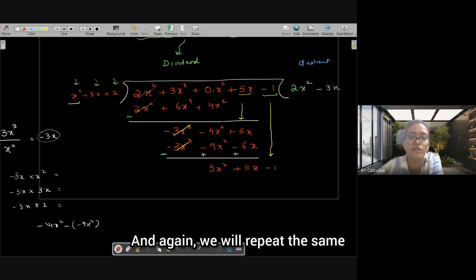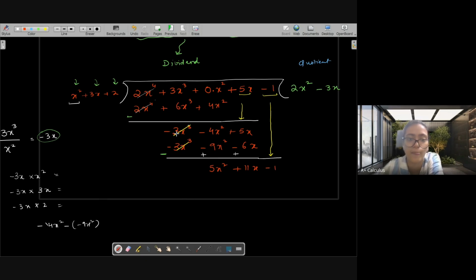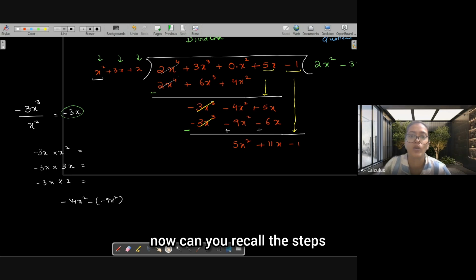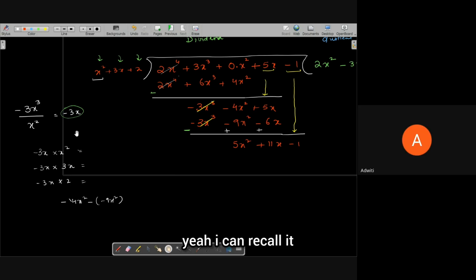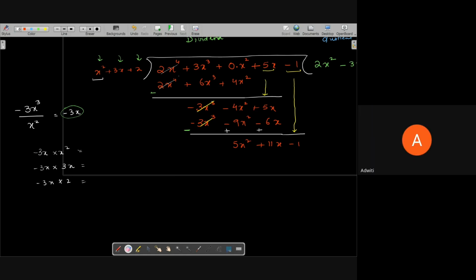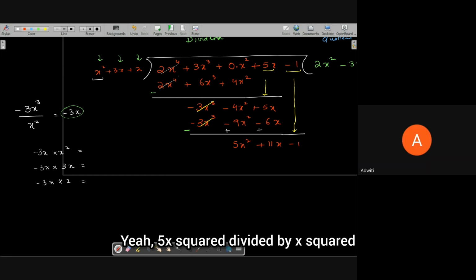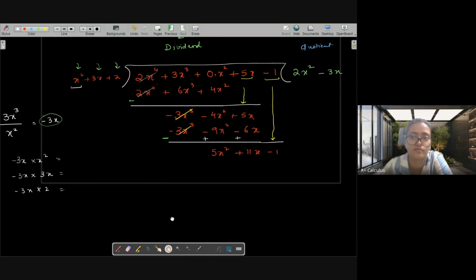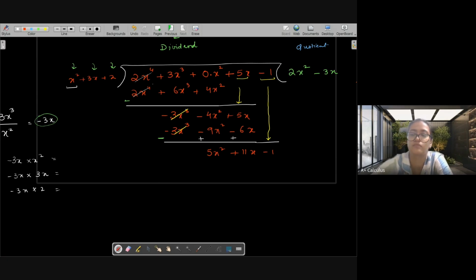And again, we will repeat the same process. Now, can you recall the steps? Yeah, I can recall it. Do you have to divide it first? Yeah, 5x squared divided by x squared. Yes, very good. So that's just 5.